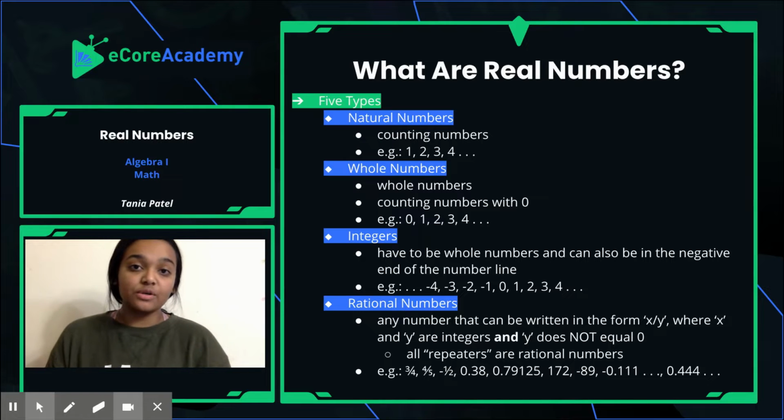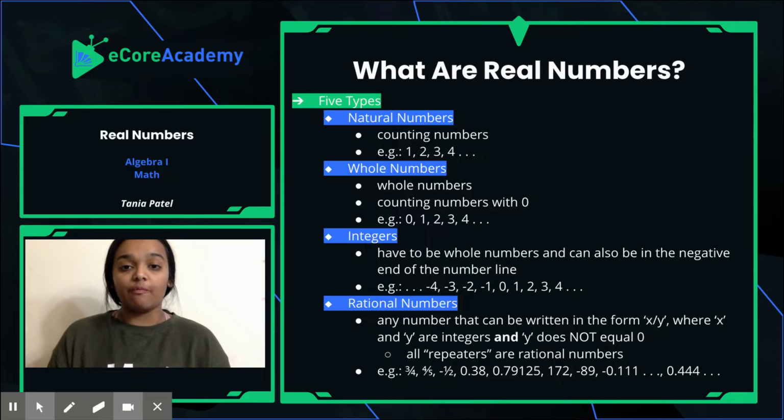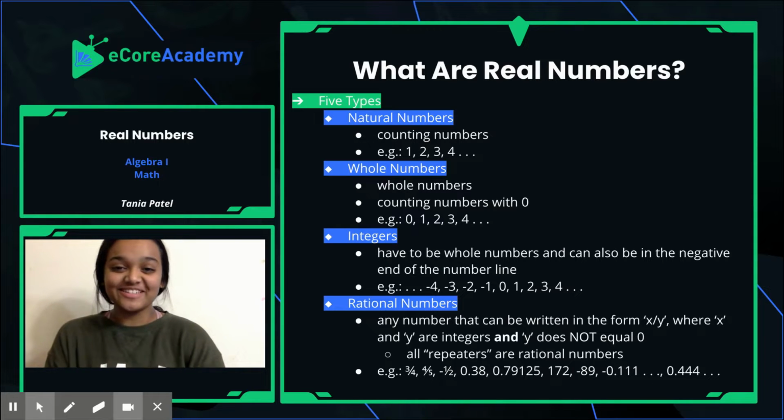numbers. Natural numbers are your counting numbers. So 1, 2, 3, 4, 5, 6, and so on. The way that I like to think about it is, because they are counting numbers, and we always go 1, 2, 3, go, or something like that, they come naturally to us. They are so natural. Natural numbers are counting numbers.